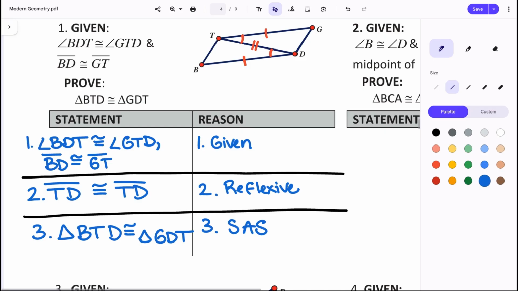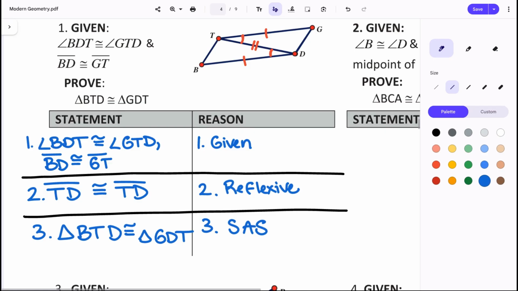Okay, there's our first triangle proof. What do you guys think about that? Was it okay? Most of these triangle proofs, guys, are going to be 3 to 4 steps, maybe 5 every once in a while. But most of the time, they're not going to be much more than that.